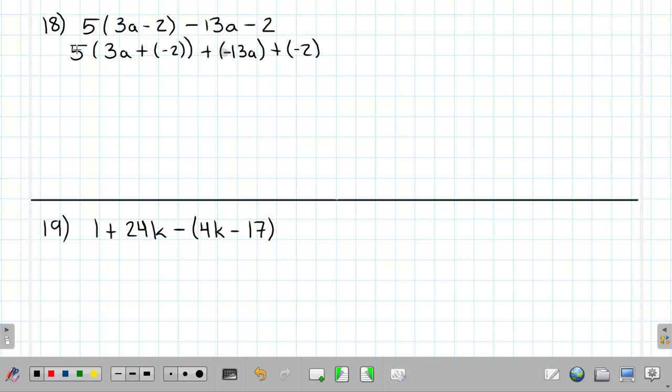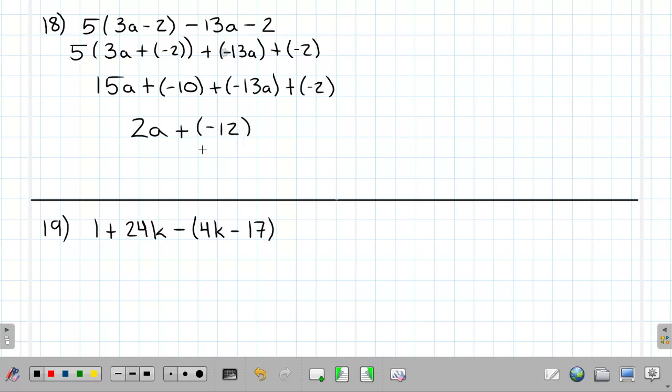But now I can see I'm distributing a 5. So 5 times 3a gives me 15a, plus 5 times negative 2 gives me negative 10. And then we still have the plus negative 13a plus negative 2. And now we can see, well, what terms can we add together here? What are the like terms? Well, 15a, I can add negative 13a, which gives me 2a, plus negative 10 and negative 2 give me negative 12. So once again, that'll simplify down to 2a minus 12. So that is our simplified version.